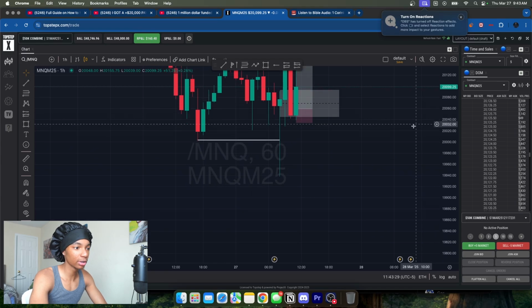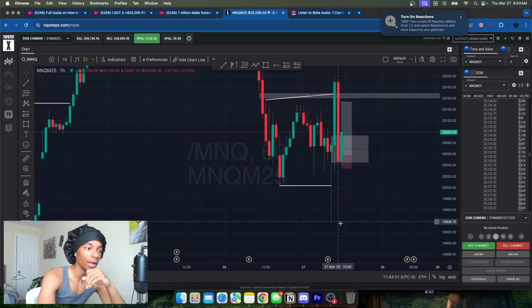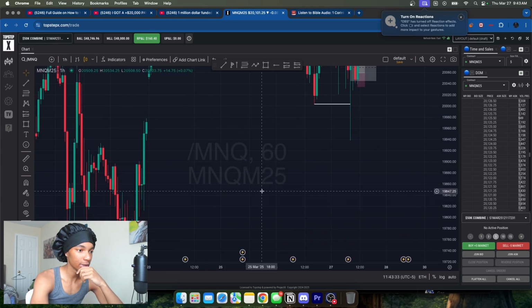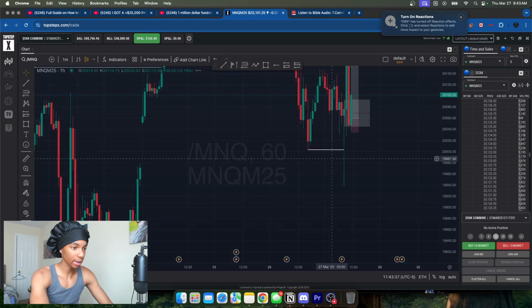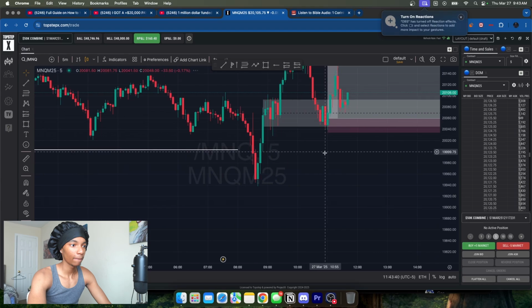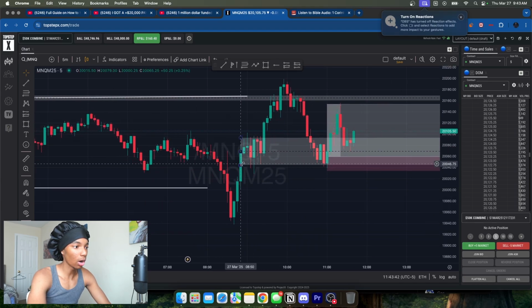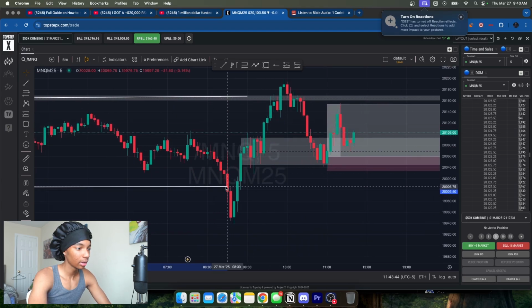Once we break this structure, I'm looking for a trade now, because I know if we wanted to continue lower, we would have continued lower. And we also dipped into this fair value gap. I was looking for a trade here. If we go to the 5 minutes, I was expecting... Oh, and also when we swept liquidity right here, what else did we do? We broke structure right here, right?